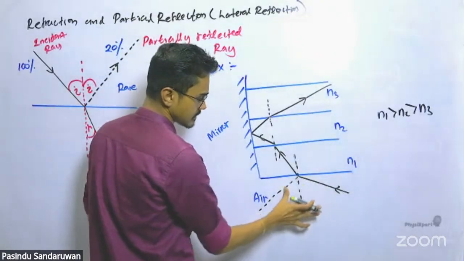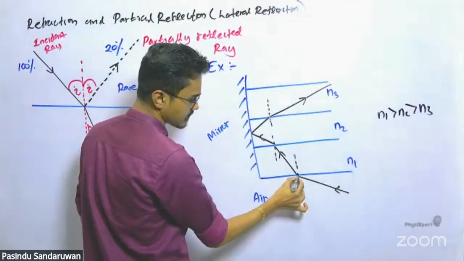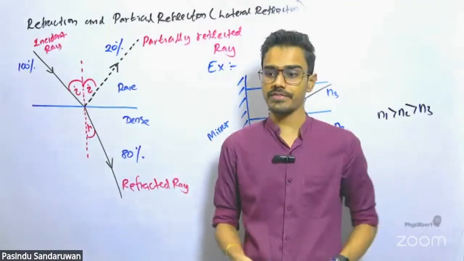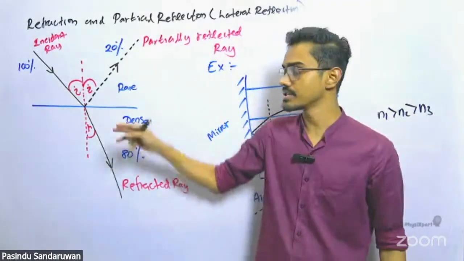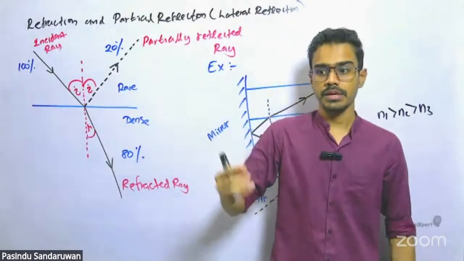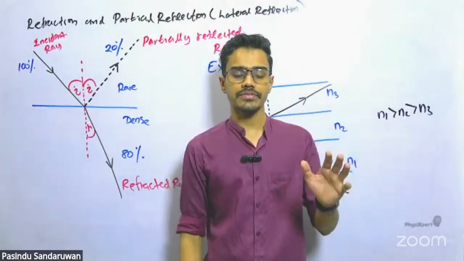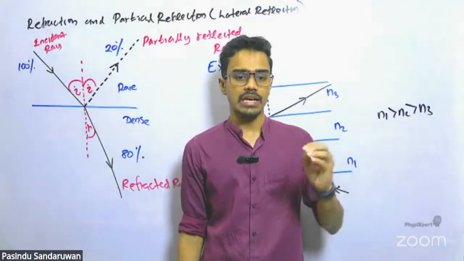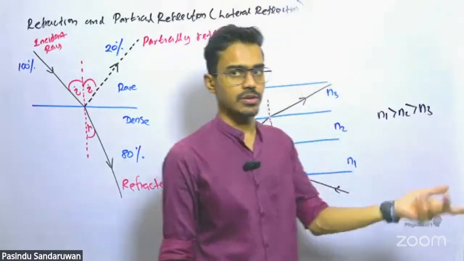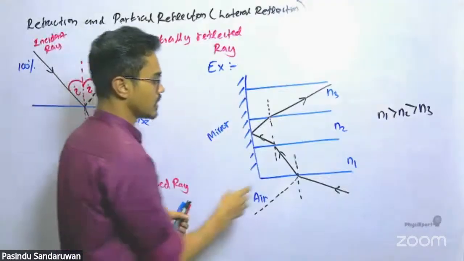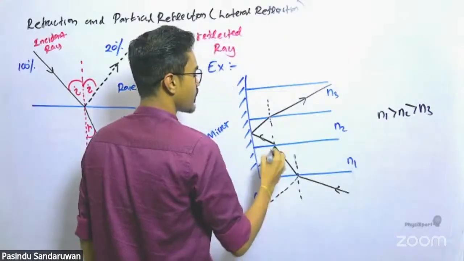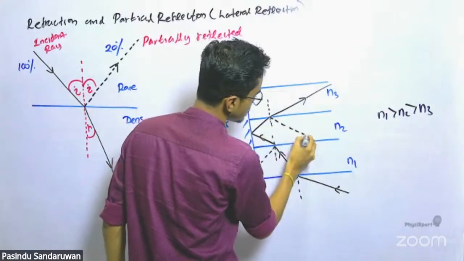Sometimes when it comes to questions, the partial reflection ray is also given as a solid ray, and you have to identify whether it's a partial reflection or refraction. Otherwise, as a standard, we draw a partial reflection with dotted lines. But in questions, the partial reflection is also given just as a solid ray, and you have to work on it and identify whether it's a refraction or a partial reflection. Now this is the first partial reflection, and here you have another one, and here another one.